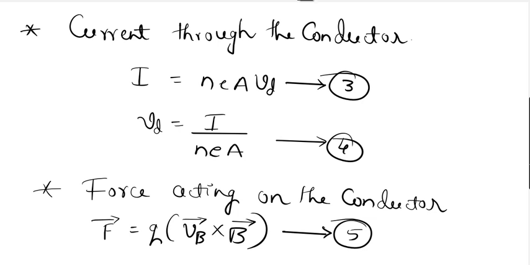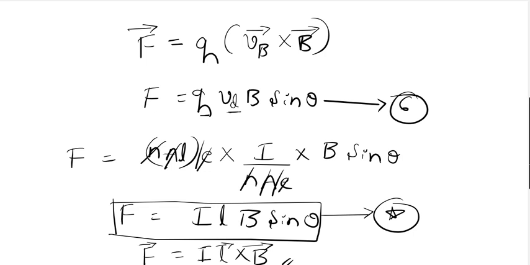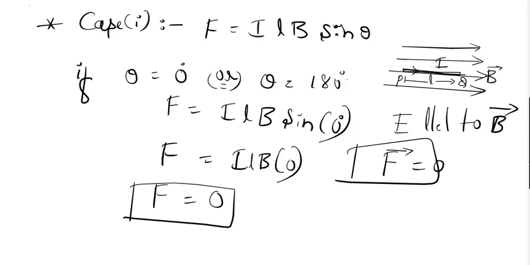The current through the conductor, in terms of drift velocity, is I equal to neA into vd. This is equation number 3. Rearranging equation 3, vd is equal to current divided by nEA. This is equation number 4. Now the force acting on the conductor according to the Lorentz force is F bar equal to Q into v bar cross B bar. This is equation number 5. Substituting, the magnitude of this mechanical force becomes ILB sin theta. In vector notation, F bar is equal to I L bar cross B bar. I have derived the two cases here.